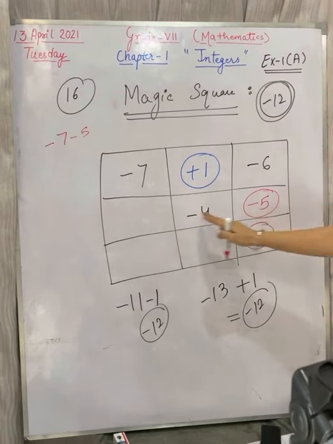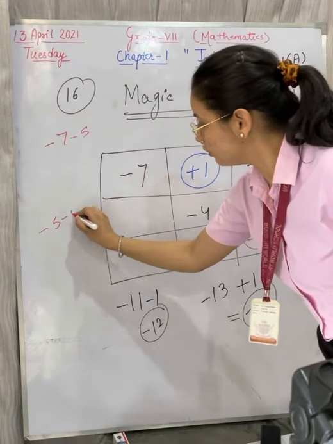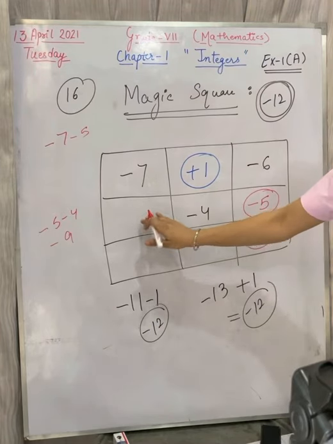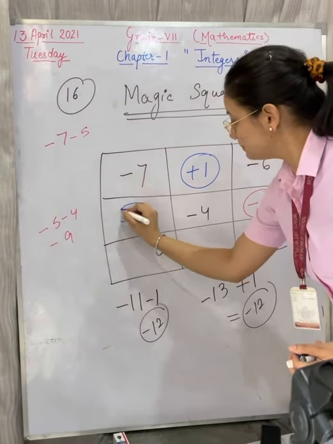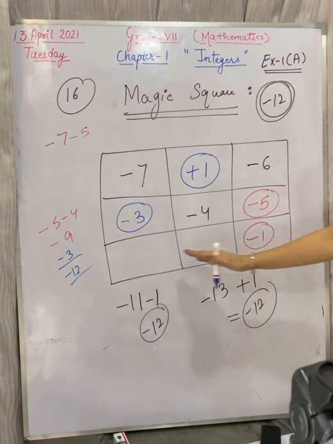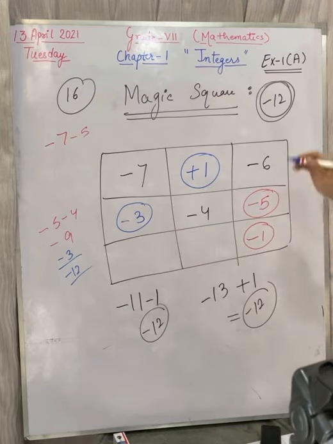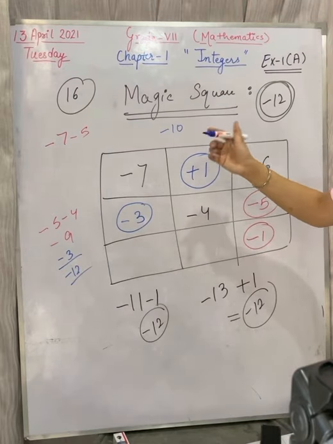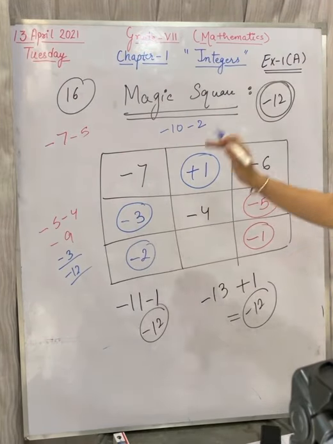Now come to this row. In this row I'm having these two values. Minus 5 minus 4 is how much? Minus 9. What should I add or subtract so that my answer will be minus 12? Yes, very good, minus 3. If I add minus 3 here, my answer will be minus 12. Now last, this column. Minus 3 minus 7 is minus 10. In minus 10, what should I add or subtract? That will be minus 2. So my answer will be minus 12 for this complete column.